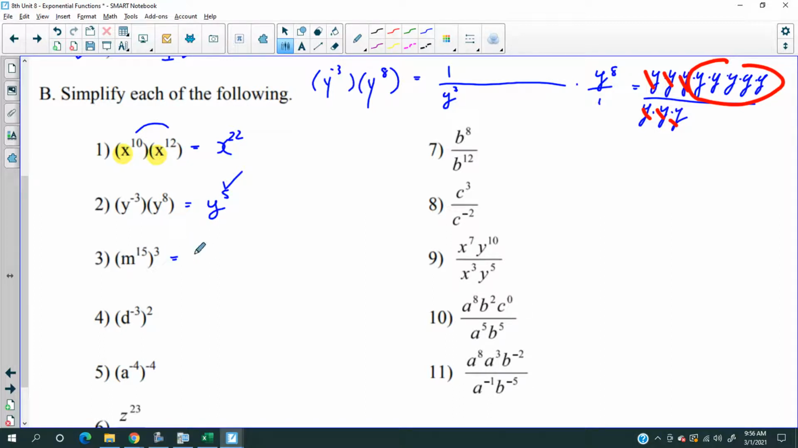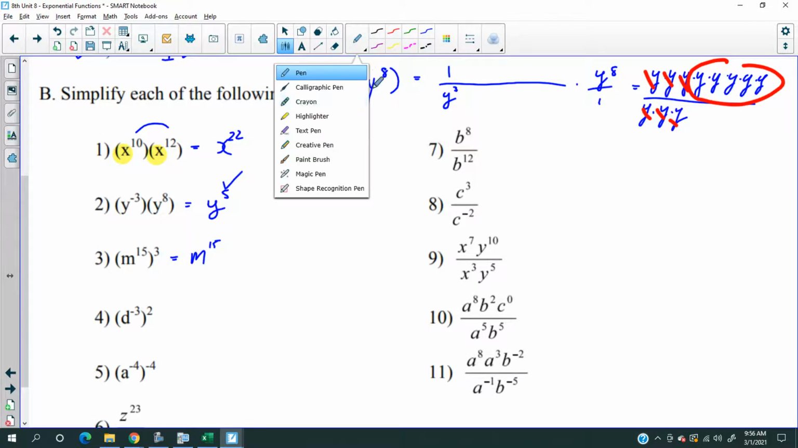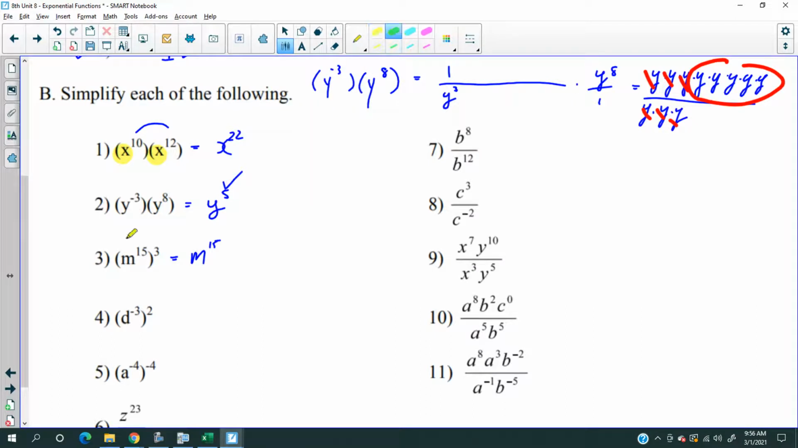Now, this next one here really means what? m to the 15th, take this whole thing and put it into its third power. So that means it's m to the 15th times m to the 15th times m to the 15th. Now remember what I said: the base is all the same, so that's going to stay the same.